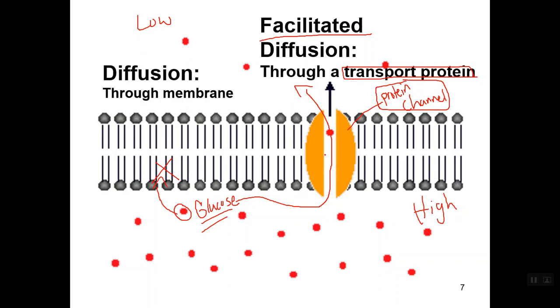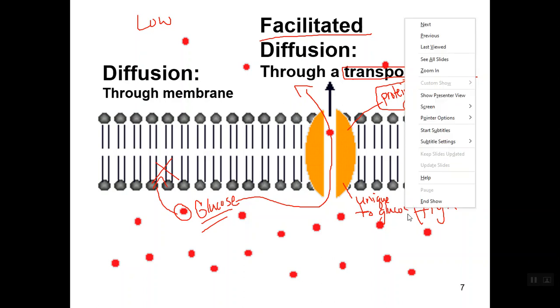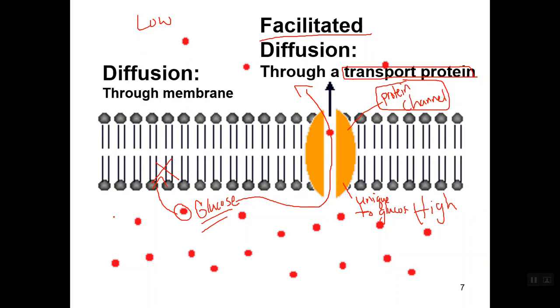All right. Just a little aside is that the channel that the glucose is moving through is unique to glucose. So let's say that I had an amino acid.